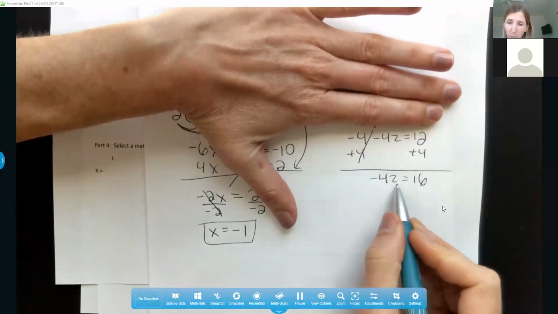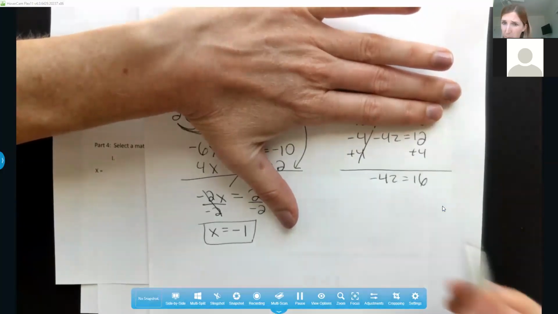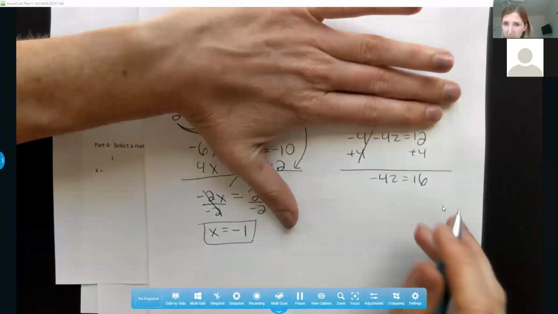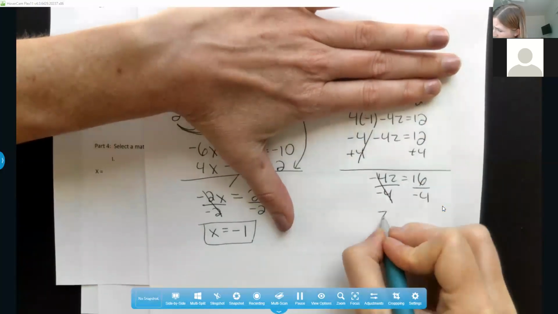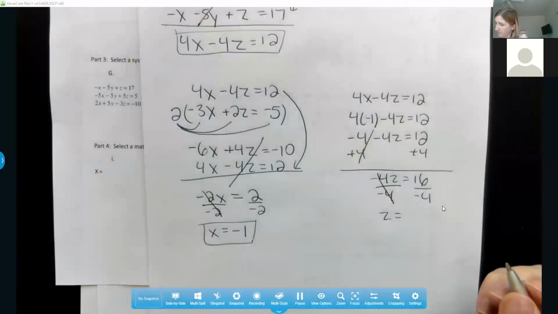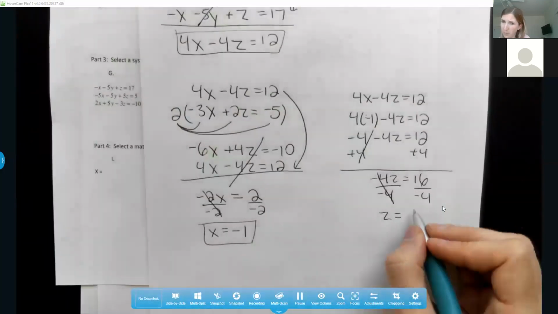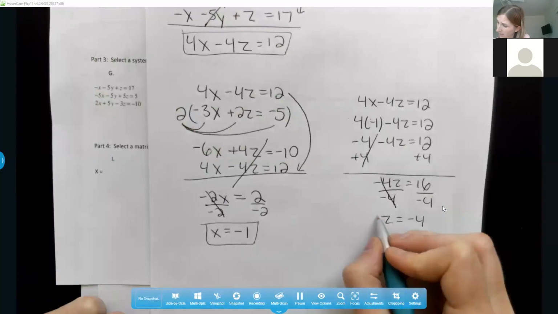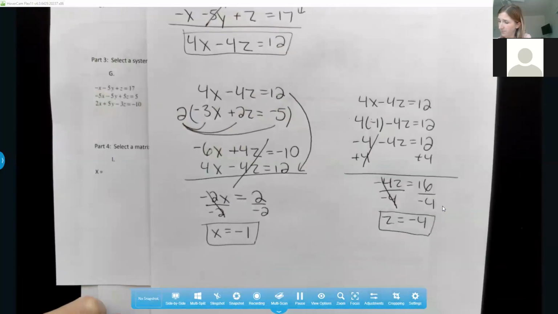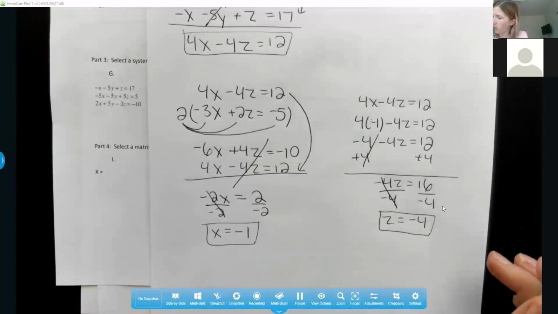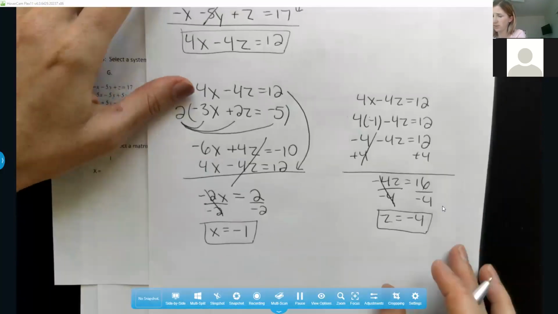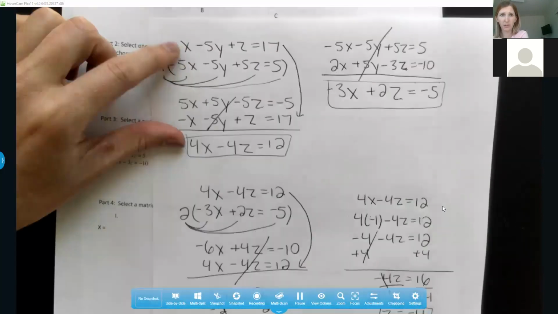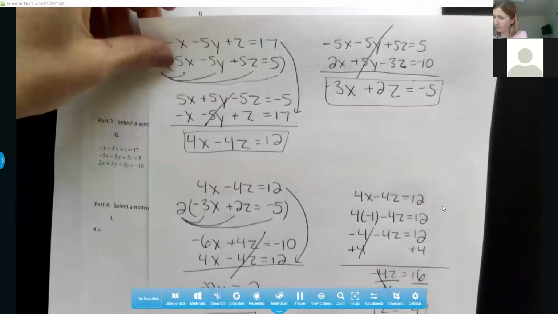And see how now we have negative 4z equals 16? Yes. And then what's my last step here? To divide. Yep, divide both sides by negative 4. So that would mean that z is equal to negative 4. And the only one that we're missing is the y. So I'm going to go back to one of the original equations. I'll just take this first one up here, and I'll write it down at the bottom.